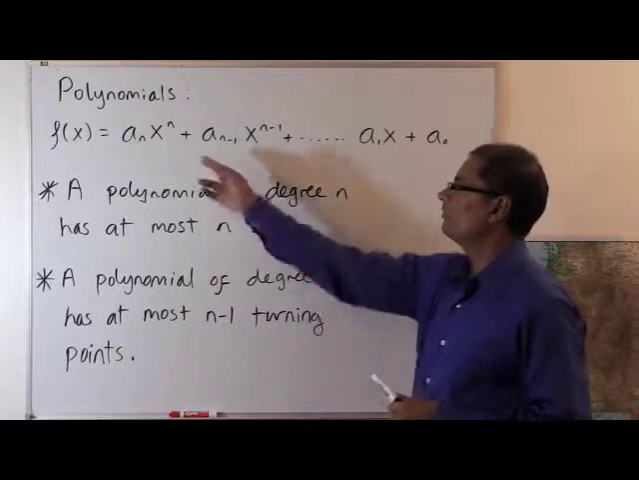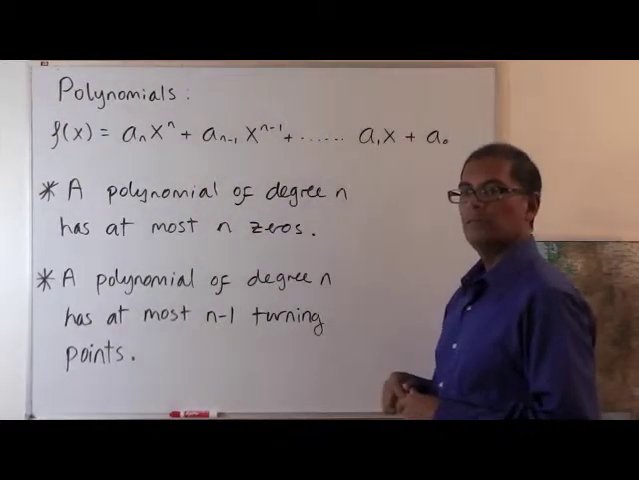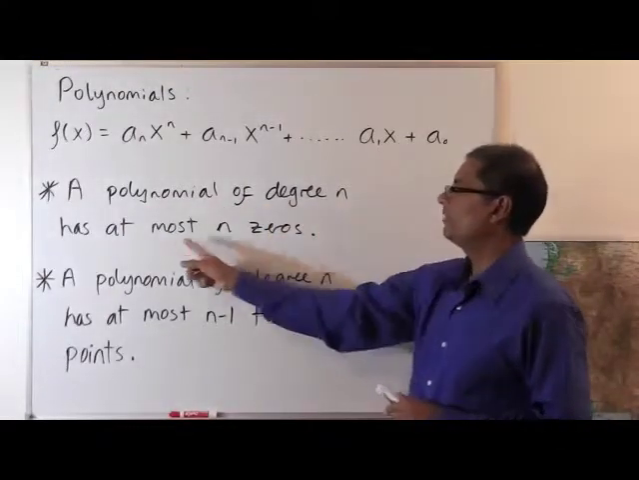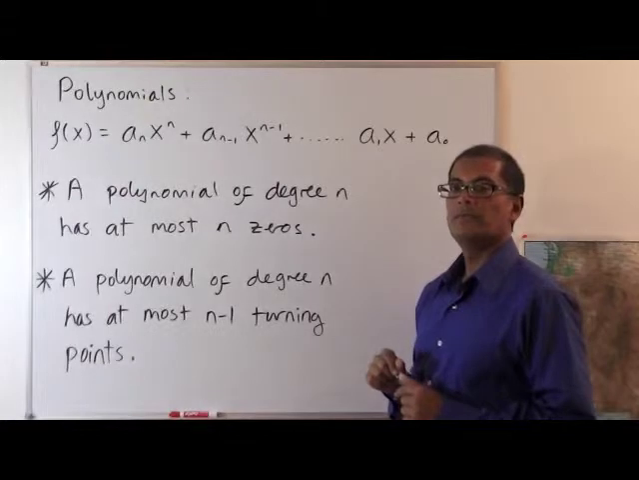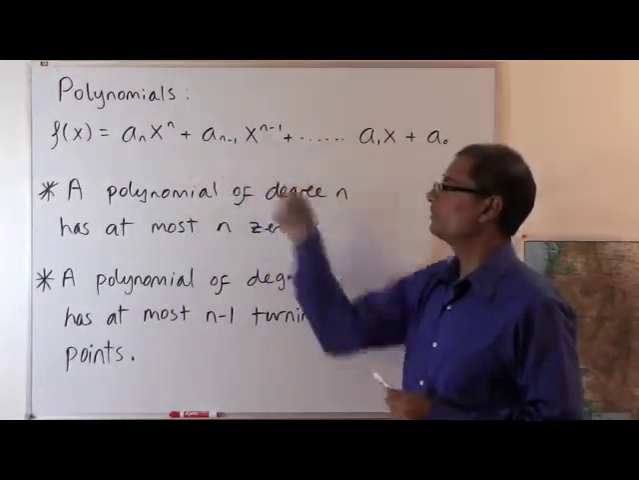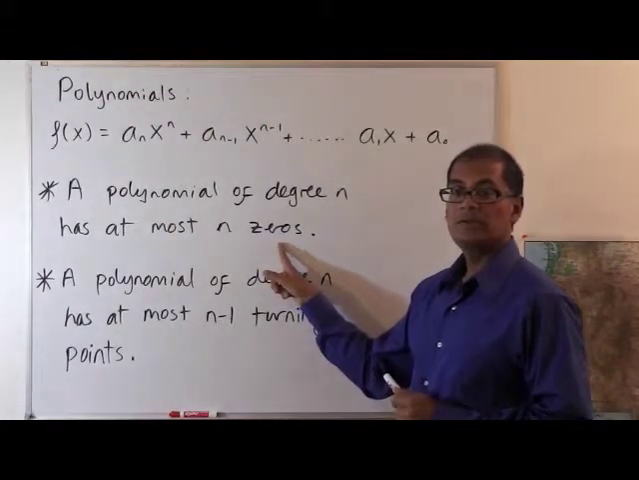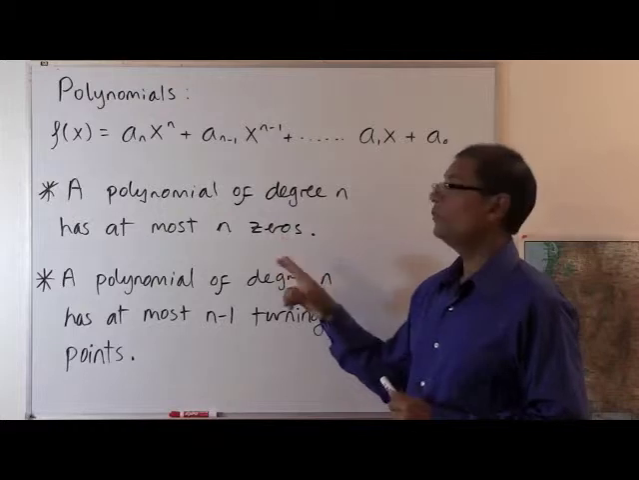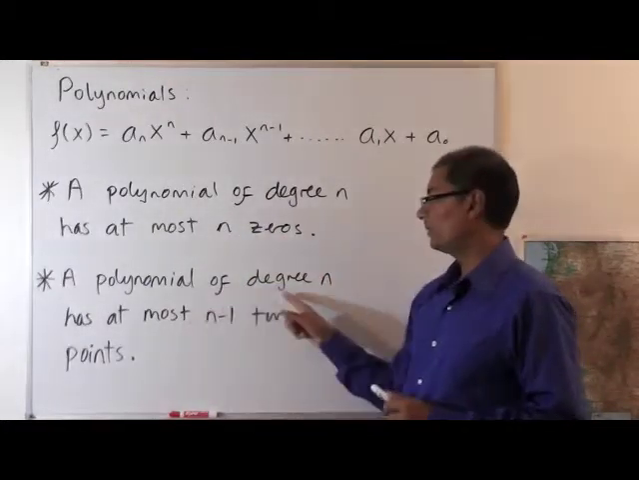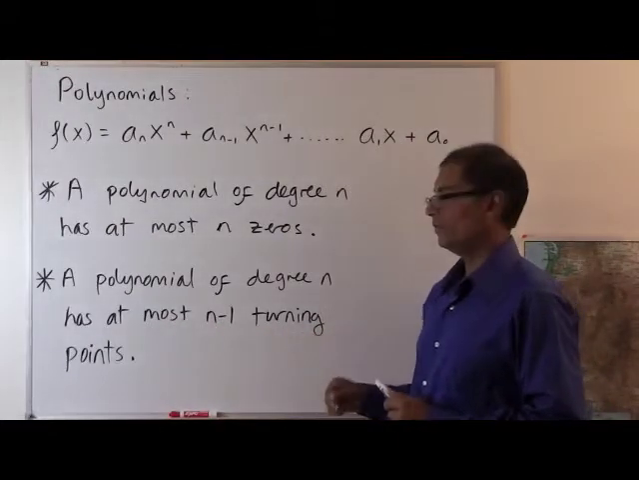So, the degree of a polynomial determines how many zeros we have, and more specifically, a polynomial of degree n has at most n zeros. Now, as we'll see, the zeros are what make the function equal to 0. Some of these zeros are real, and some of them may be imaginary. But at most, we're going to find n zeros. And in addition, a polynomial of degree n has at most n minus 1 turning points.